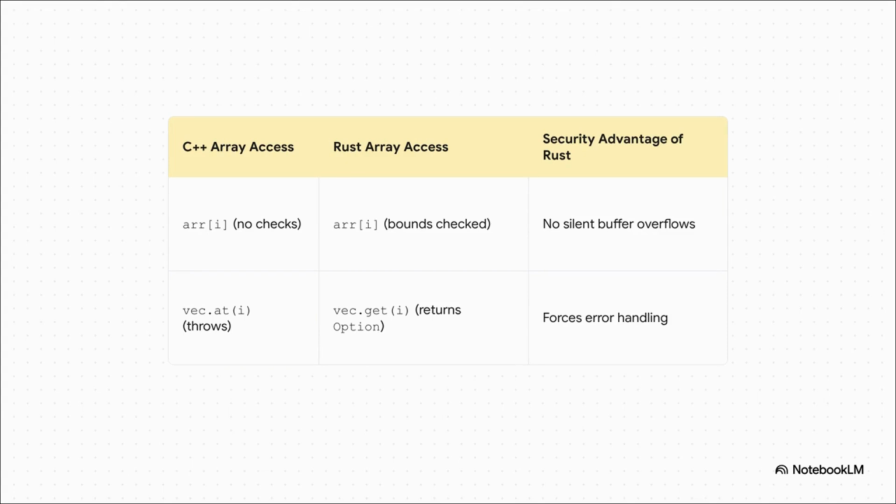In C++, if you try to access an array out of bounds, it often just does it, silently. That's how overflows happen. In Rust? No way. By default, it checks every single time. It'll either stop the program cold, or even better, it forces the programmer to explicitly handle the case where there might be nothing there. Silent overflows just become a thing of the past.